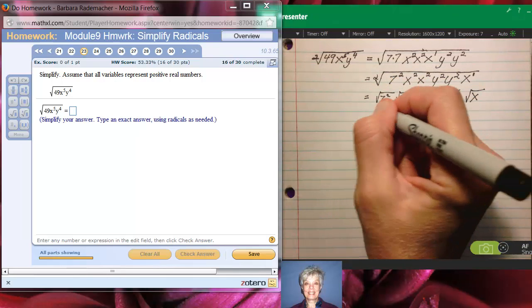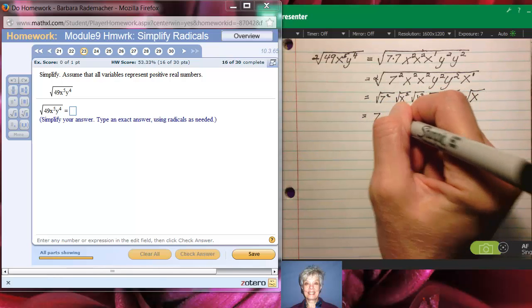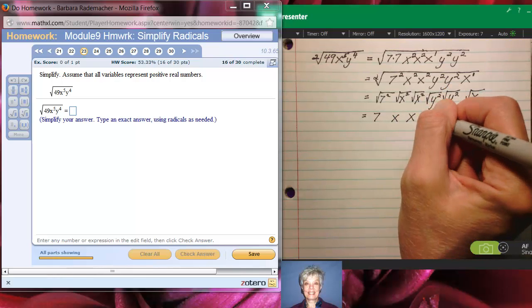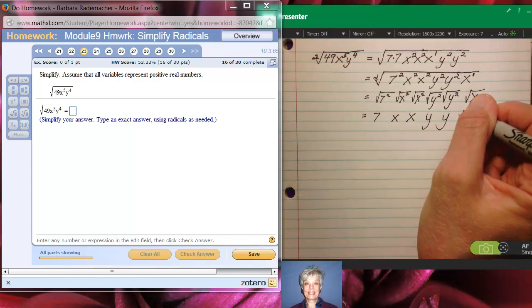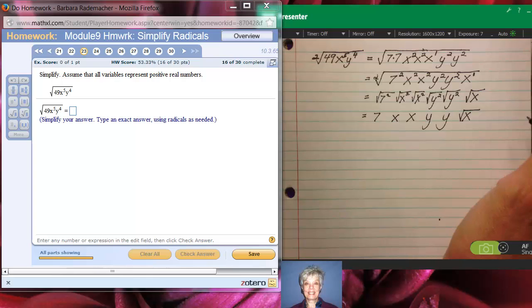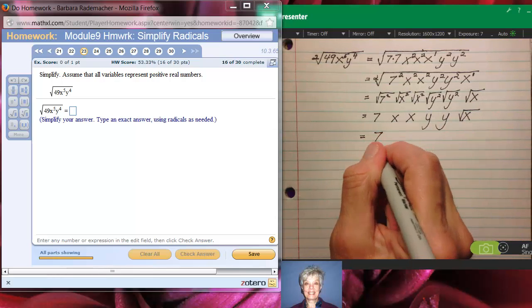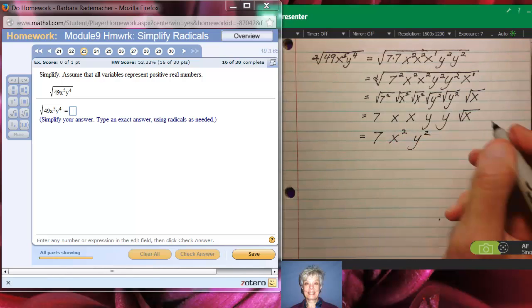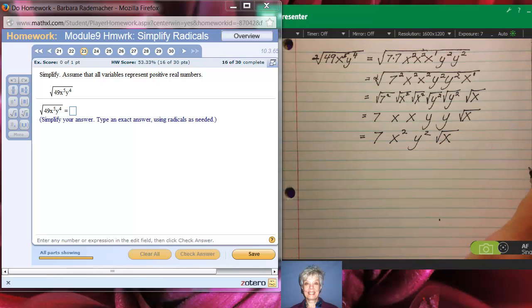Okay, the square root of 7 squared is 7. The square root of x squared is x. The square root of x squared is x. The square root of y squared is y. The square root of y squared is y. And then you have this poor little guy stuck under the radical. So now our answer is going to be 7 x squared y squared times the square root of x. Okay, there you go.